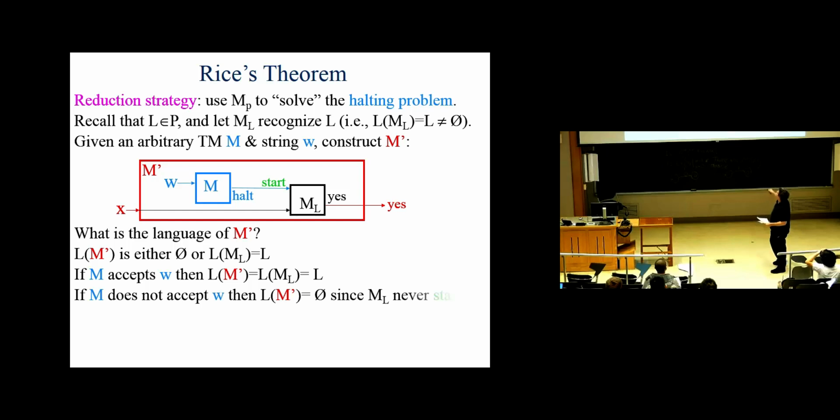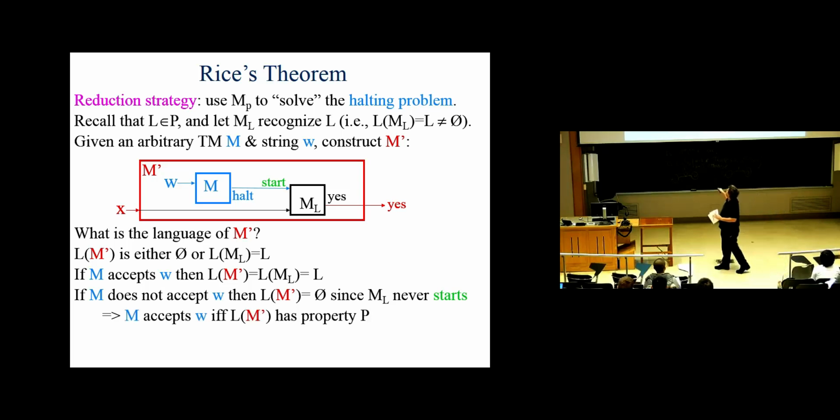On the other hand, if M does accept W, then this will fire up, and the language of M prime will be whatever the language of M sub L is. And then M prime does whatever M sub L does. A yes becomes a yes, and a no will become a no. So then the language of M prime will simply be L. So if M doesn't accept W, the language of M prime will be empty. If M accepts W, the language of M prime will be L. And so in other words, M accepts W if and only if the language of M prime has property P, because L is in P and the empty set is not in P.